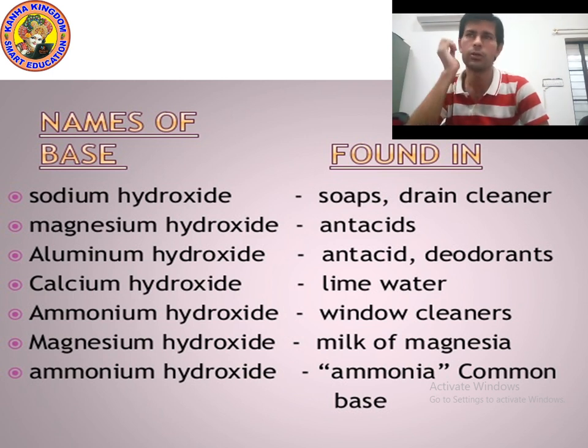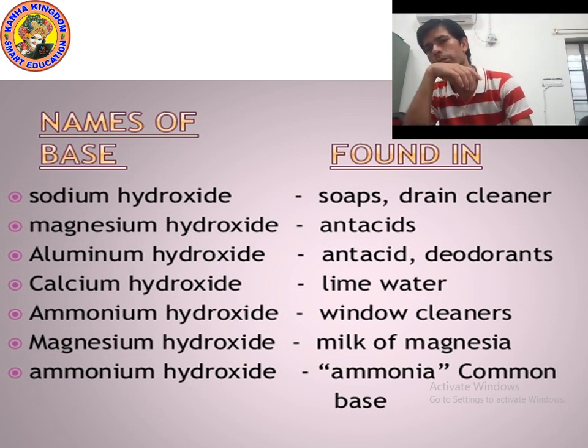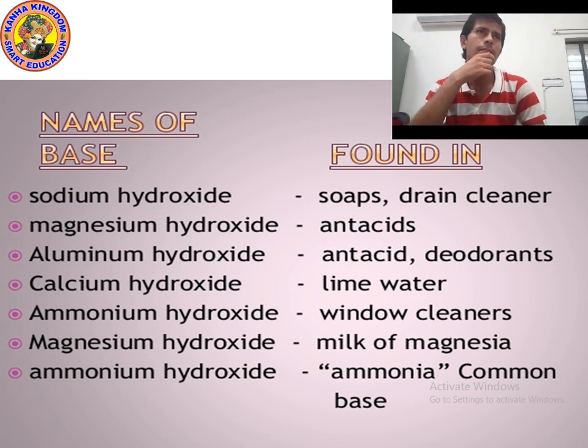Magnesium hydroxide is found in antacid. Aluminium hydroxide is found in antacid and deodorant. Calcium hydroxide is found in lime water. Ammonium hydroxide is found in window cleaner. Magnesium hydroxide is also found in milk of magnesia, and ammonium hydroxide is also found in ammonia. All these we had gone through last time.